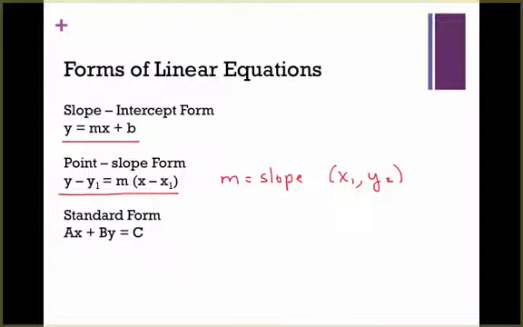Then the third form that we talk about is called standard form. And in standard form, you have the form of ax plus by equals c. You want a and b to be integers, and we would like for a to be greater than 0. So when you're writing in standard form, those are some rules you want to try to follow to get the equation to that form.